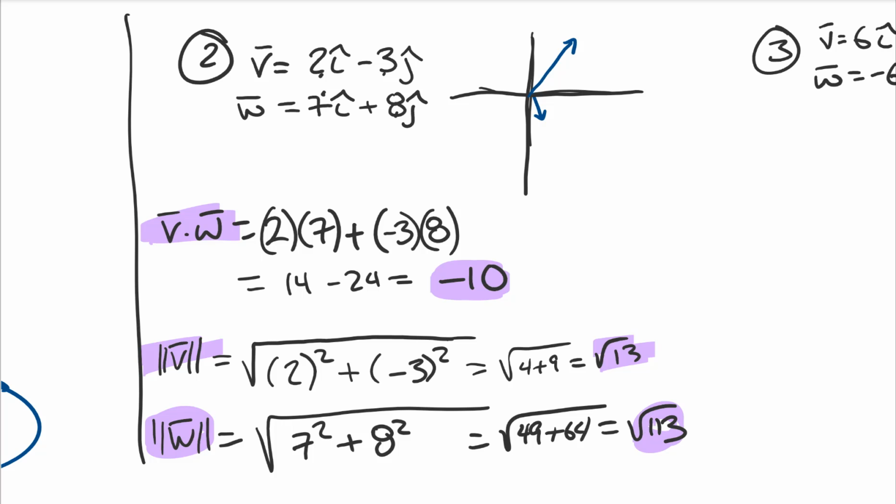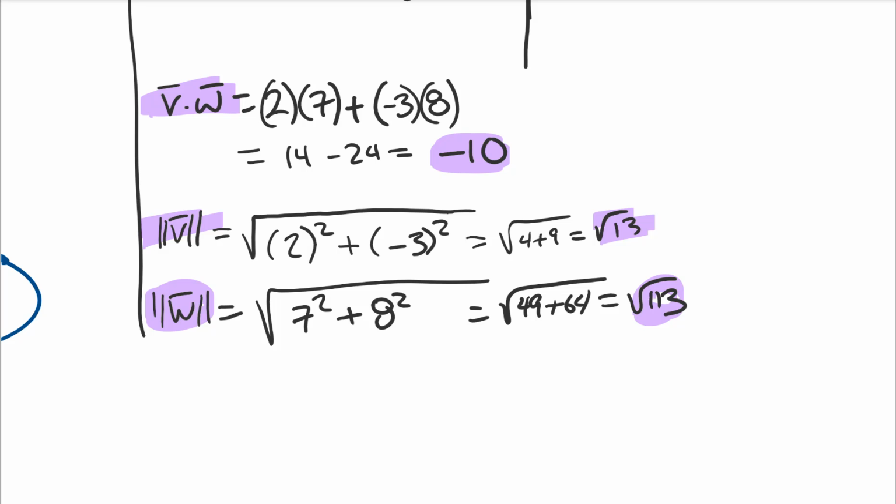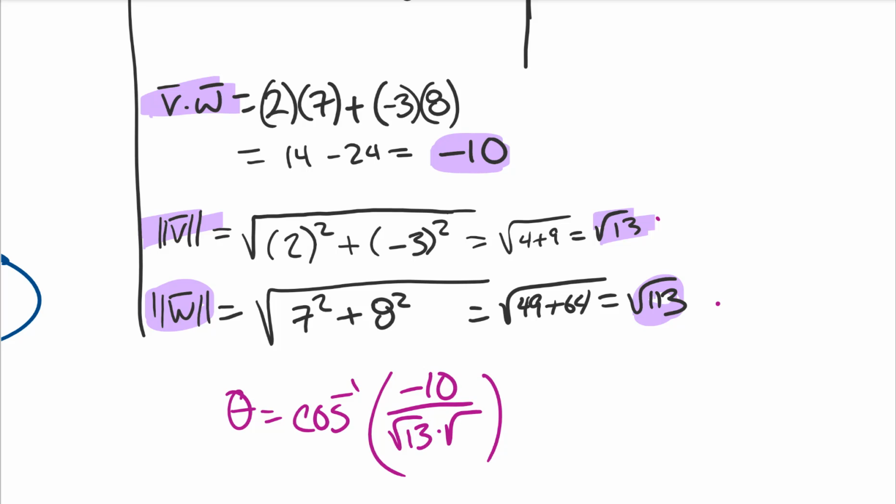Well, don't we just need to plug it into our formula, and we can figure out our angle. So theta is going to equal cosine inverse of V dot W, that's up top, that's negative 10, and then times the two magnitudes put together. And now you've got to get that into a calculator without making a mistake.